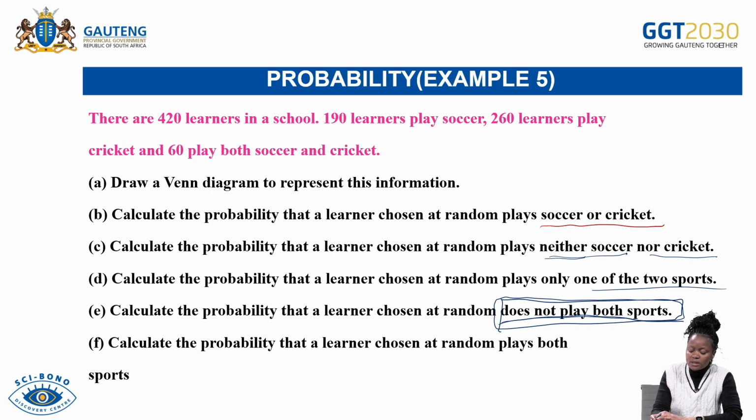If the learner chosen at random does not play both the sports, it means now we are excluding the intersection, right? So if the learner chosen at random does not play both the sports, it means that the learner can either play the soccer or can play the cricket or can play neither of those sports, right?